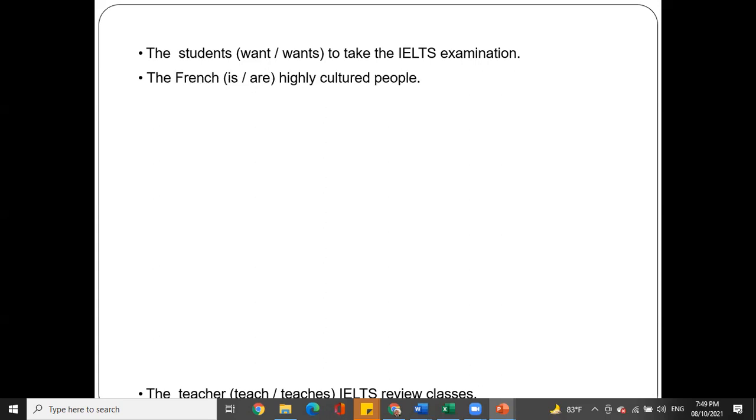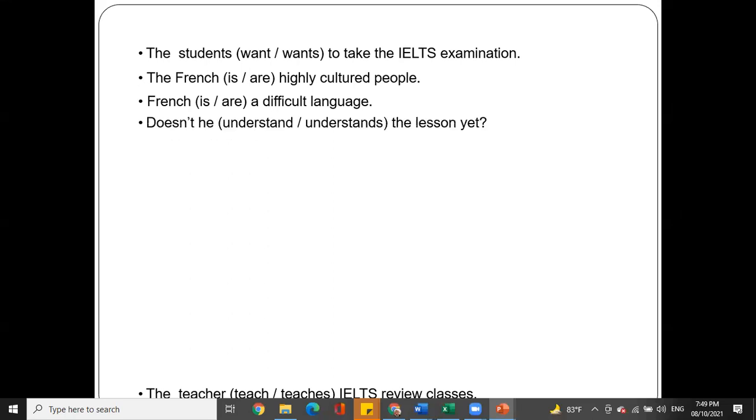The French are highly cultured people. This is what we call a collective noun, so that is they. But French is a difficult language. In this case, the subject is it. Earlier the subject is they, referring to the French, but this one, French, that is it.